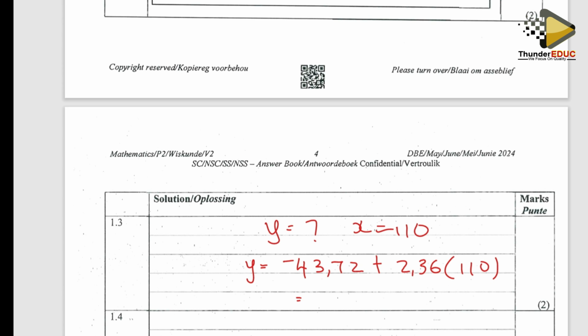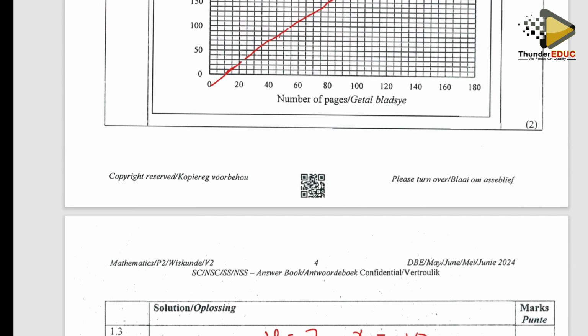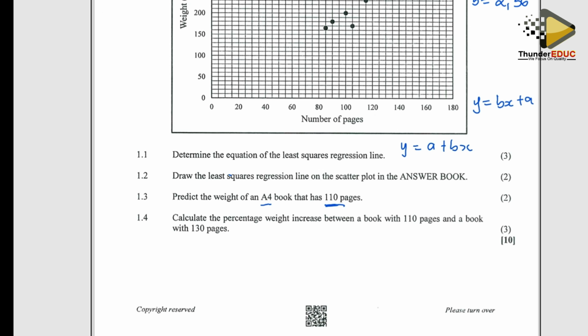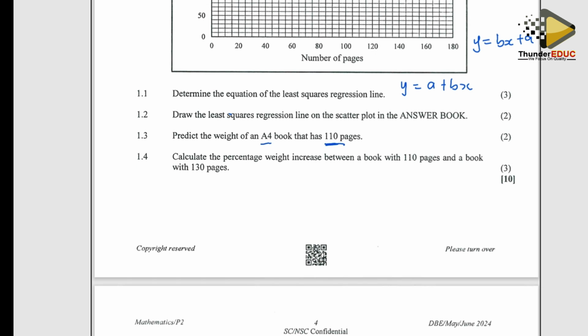Okay, when I punch this into the calculator, we're getting 215,87 grams. You can approximate this to 216 grams, so that it fits the rounding within the table. The question never told us to round off, but you can just leave it as that. Then 1.4, calculate the percentage increase, okay? Percentage increase between the book with 110 and then a book with 130.